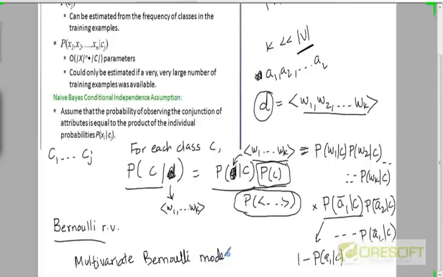Okay, so naive Bayes has two versions. The first version is called the multivariate Bernoulli version of naive Bayes, because the probability model that's being used here is the Bernoulli model, and there are multiple variables, and so you have a multivariate Bernoulli model.